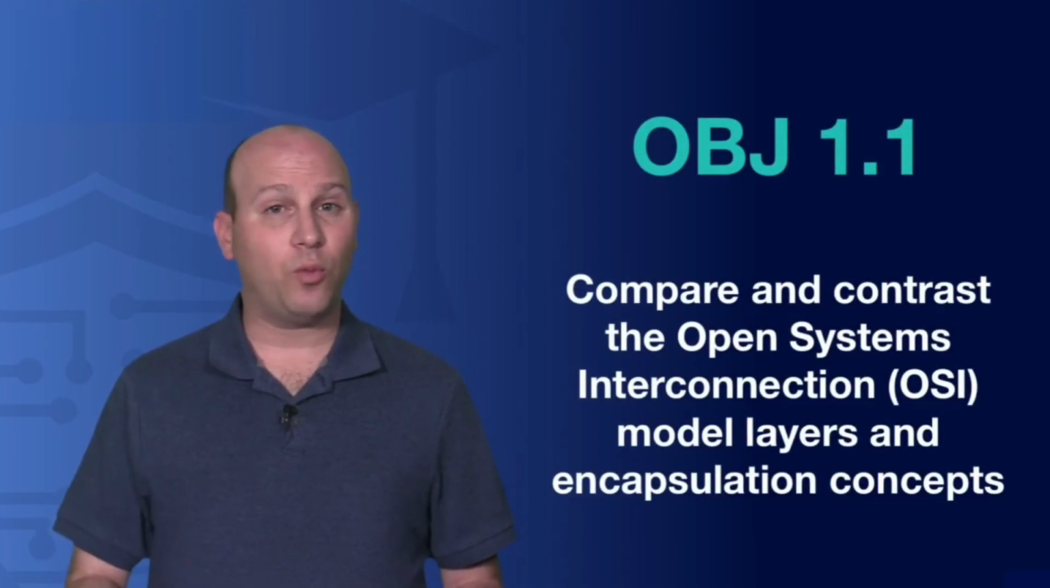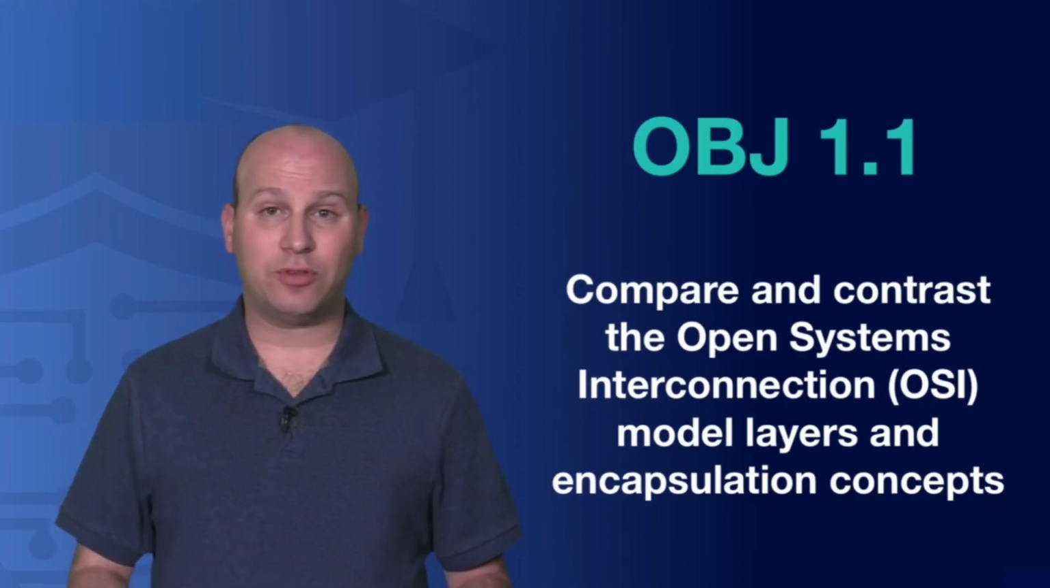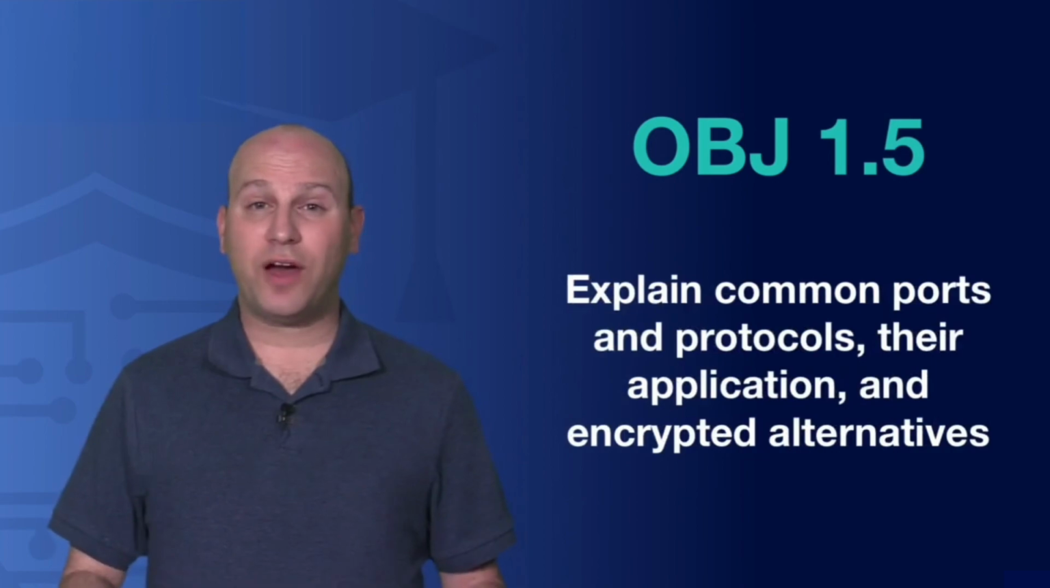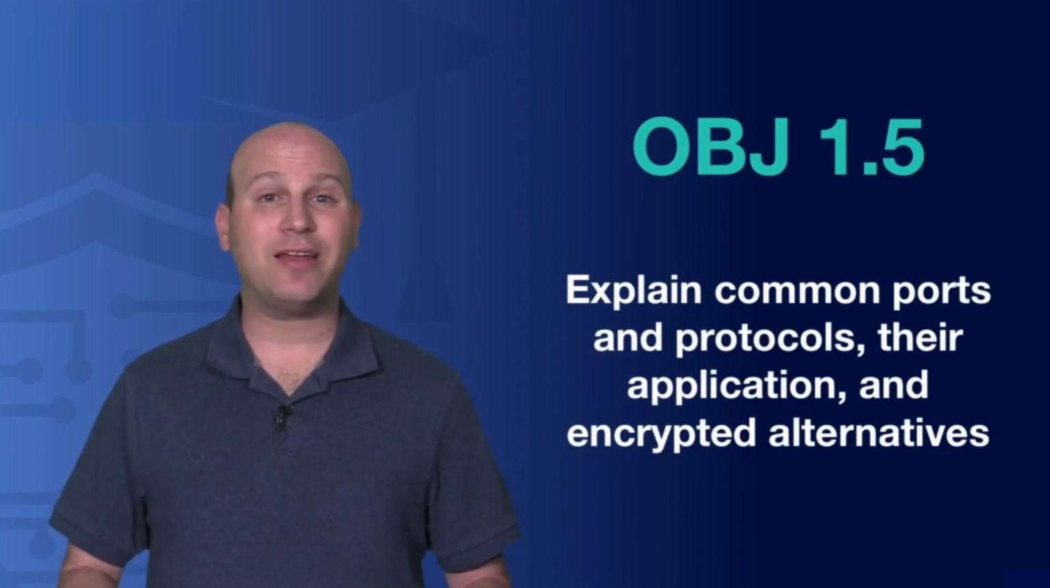All right, so what are we going to cover in this section of the course? Well, we're going to be focused again on Domain 1, Networking Fundamentals, and we're going to cover Objectives 1.1 and 1.5. Objective 1.1 says that you must be able to compare and contrast the OSI model layers and encapsulation concepts. Objective 1.5 states that you must be able to explain common ports and protocols, their applications, and encrypted alternatives.